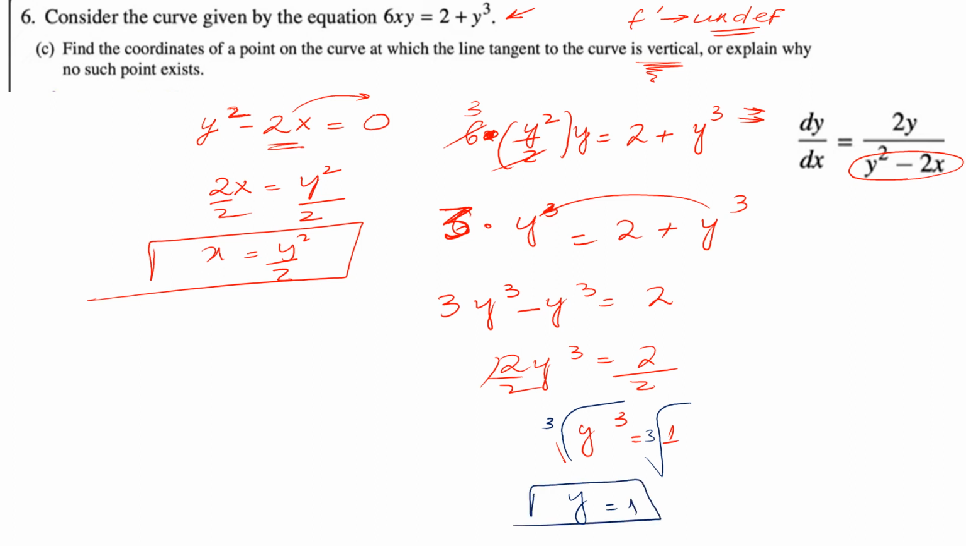Now to get the other coordinate, I will replace y with 1 in the x value. So x equals y squared over 2, y is 1, 1 squared over 2, which gives me half. So the coordinates are x is half and y is 1. Now I have to prove that the left hand side is equal to the right hand side. If it is so, then it means that there will be a point where the tangent line to the curve will be vertical. So I will put the values of these coordinates in my equation.